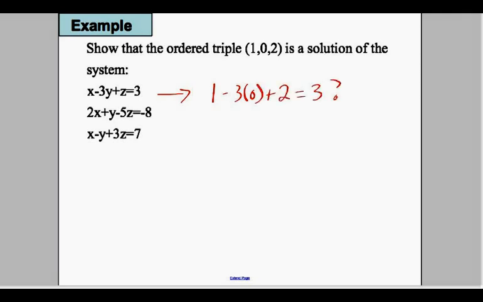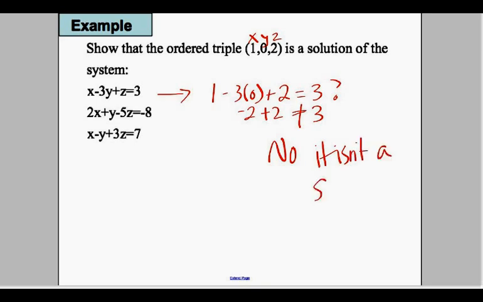Because remember, this is of course x, y, z. And so I do the math here, and it looks like I get negative 2 plus 2, which does not equal 3. So my answer is no, it isn't a solution, because it should work in the equation. Let's take a look at the next example.